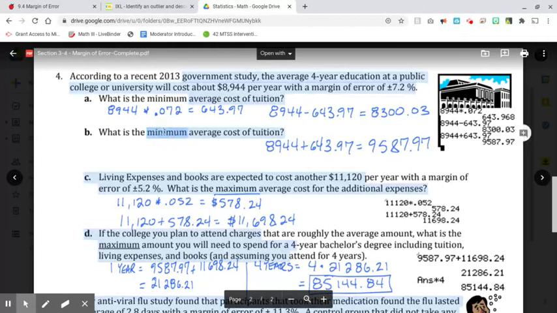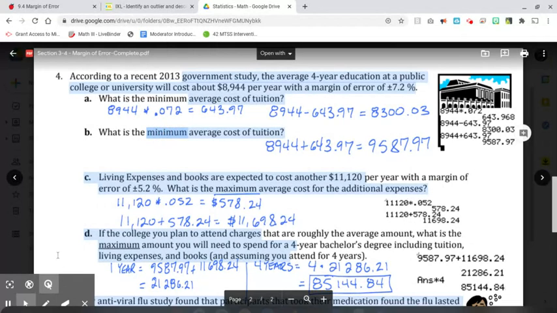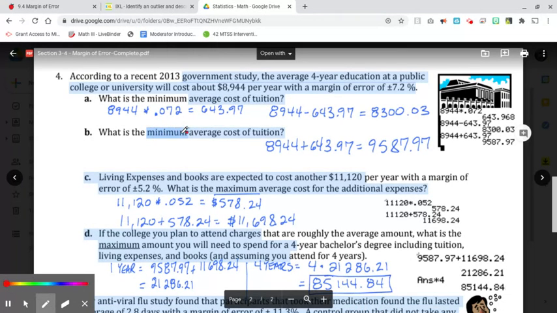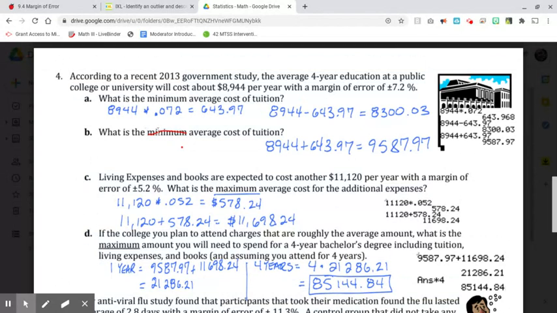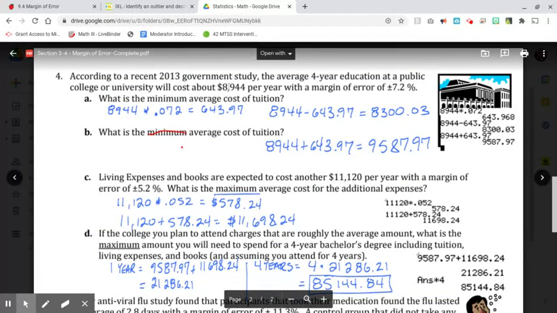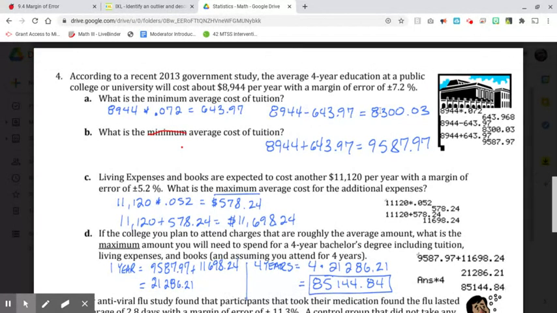This should say maximum right here, so I apologize if it doesn't say that on your paper. This in B should say what is the maximum average cost of tuition. So go back to that in part B. Instead of what is the minimum, it should say what is the maximum. So what is the minimum average cost of tuition? We take the 8,944 and we subtract the 643.97. That gives us the lowest possible cost of tuition.